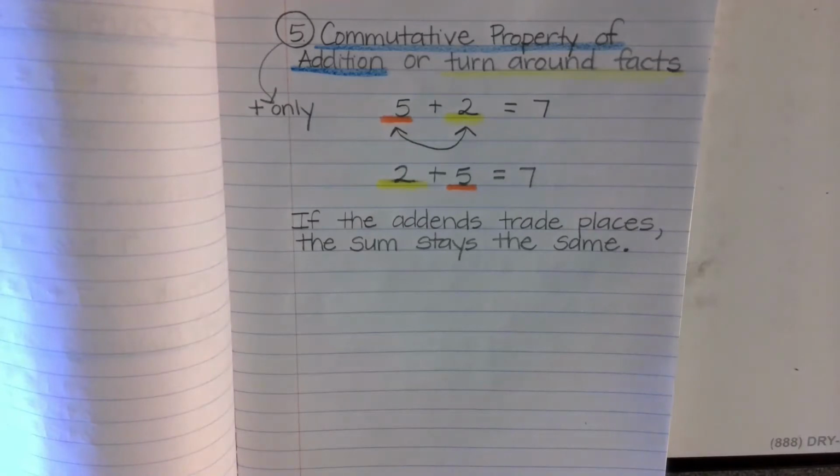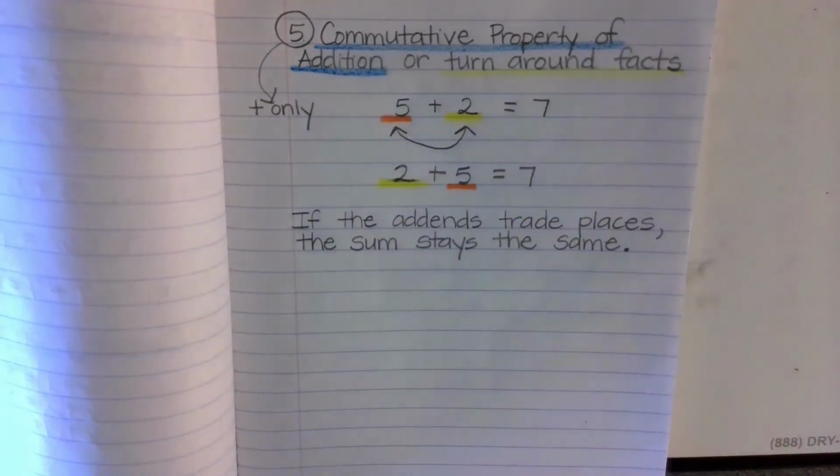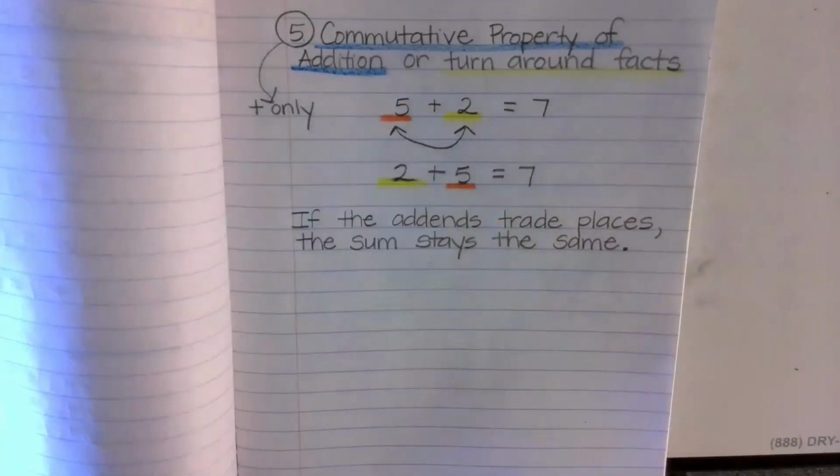Oh, I forgot to ask you. So remember what the word commute means? It means to travel from one place to another. So why do you think this is called the commutative property of addition? Yes. I think it's like that because the 2 and the 5 kind of travel to the other spot. You got it. Because we have some traveling happening here.